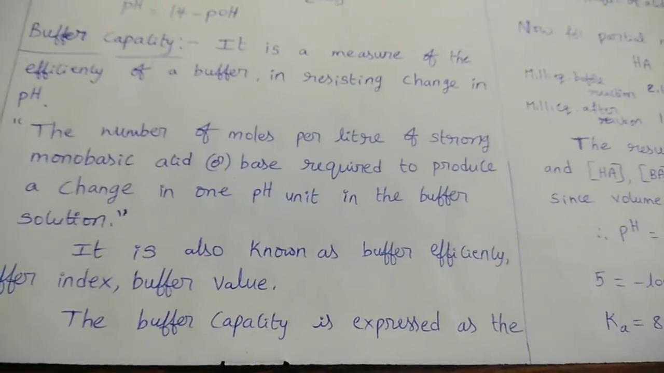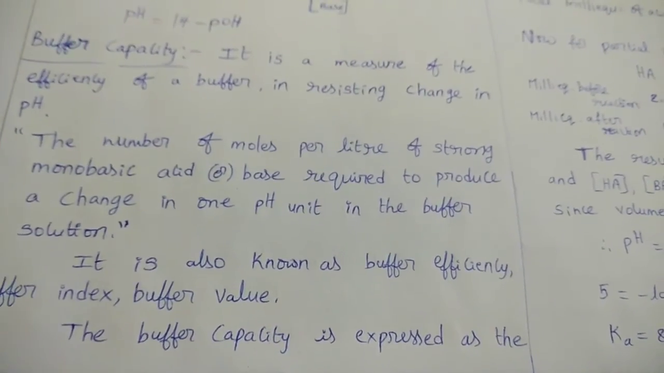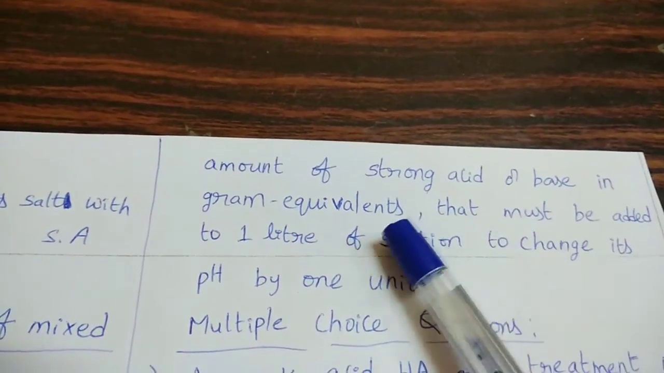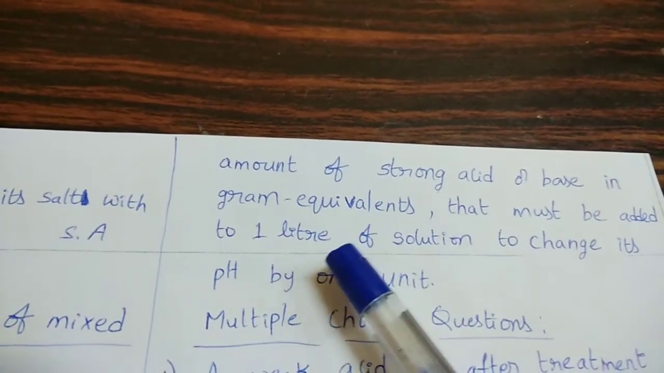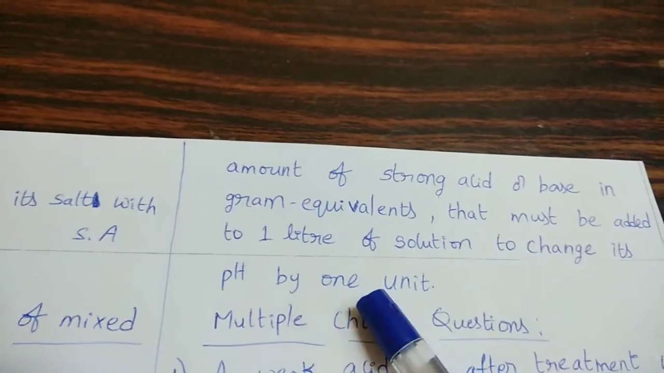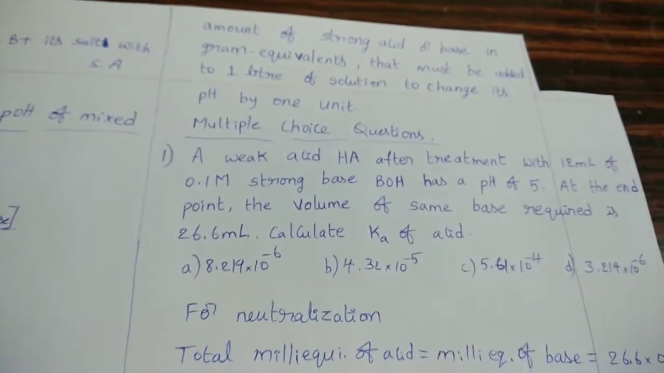The buffer capacity is expressed as the amount of strong acid or base in gram equivalents that must be added to 1 liter of this solution to change its pH by 1 unit. Okay, see the multiple choice questions related to this.